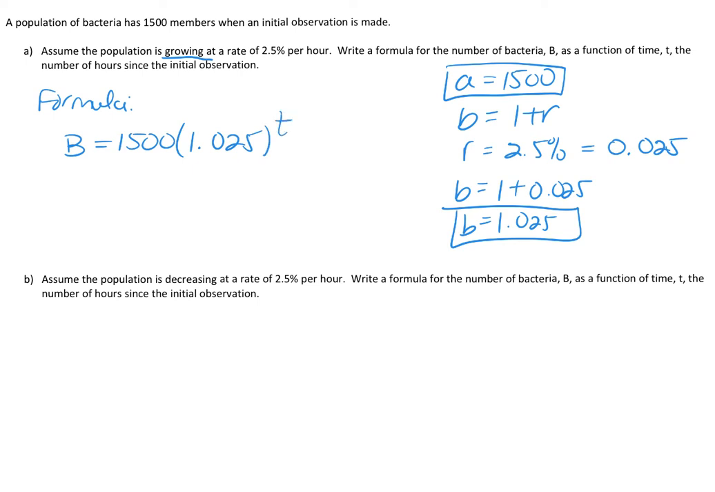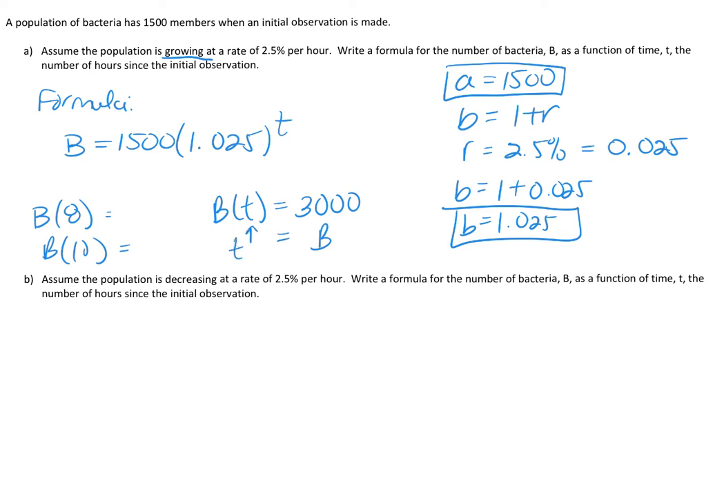And then once you have that formula, you can calculate things like, how much bacteria was in the petri dish after 8 hours? How much was in the petri dish after 10 hours? And then we can also ask questions like, how long will it take for B of T to equal 3,000 bacteria? Here, you know B, and you're just working backwards to solve for T, okay?